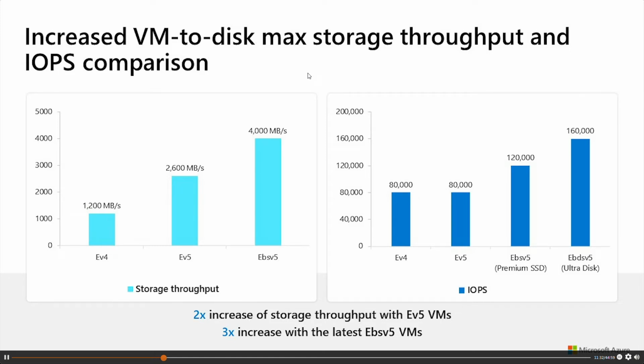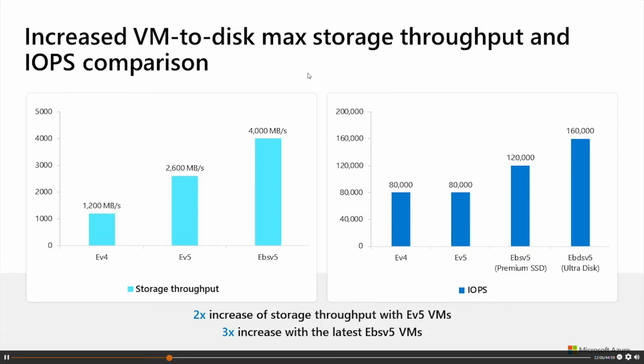The highest remote storage throughput that is offered in Ev4 is 1,200 megabytes per second. We have increased the throughput to 2,600 megabytes per second on Ev5, which is about 2 times more. Now with the Ebsv5 series, we offer even higher max remote storage throughput of 4,000 megabytes per second, which is almost 3 times more than what is offered in the Ev4 series and will benefit your data-intense workloads.